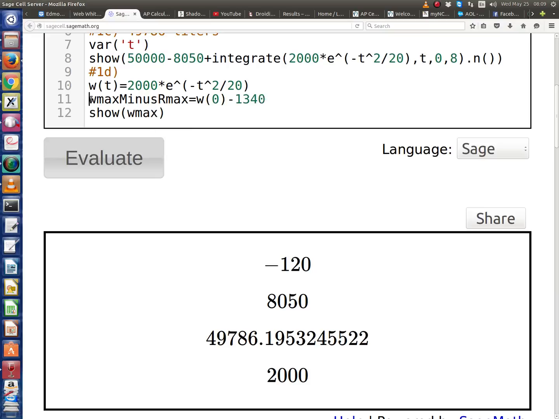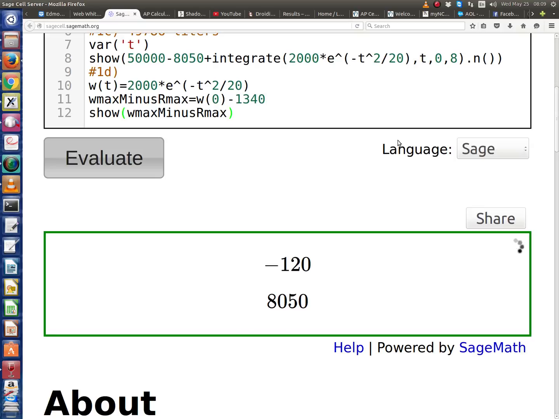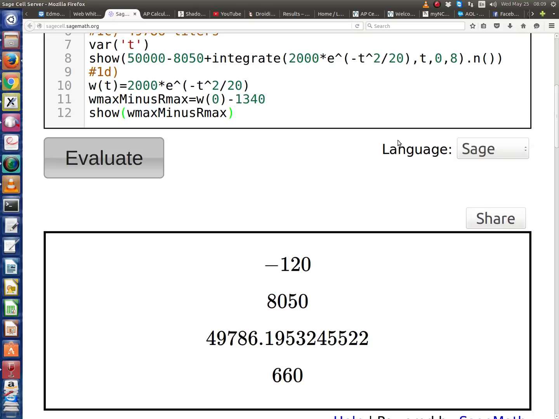W max minus R max. I'm making this really wacko variable name here, okay? By the way, it's in what's called camel case. What did I just do? Camel case? All right, so 660 is W minus R max.